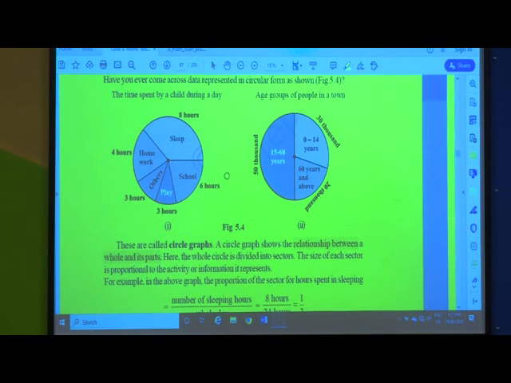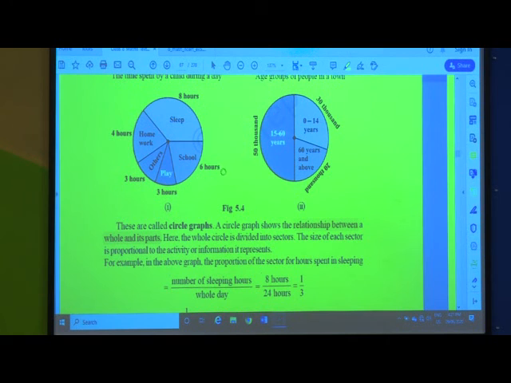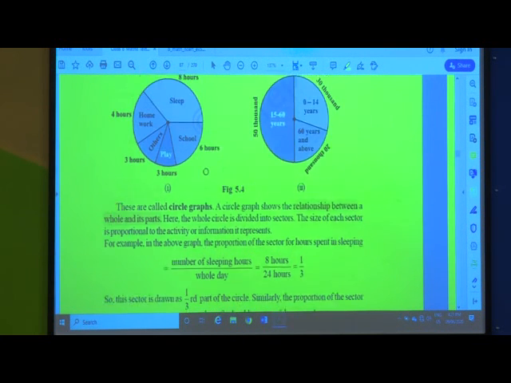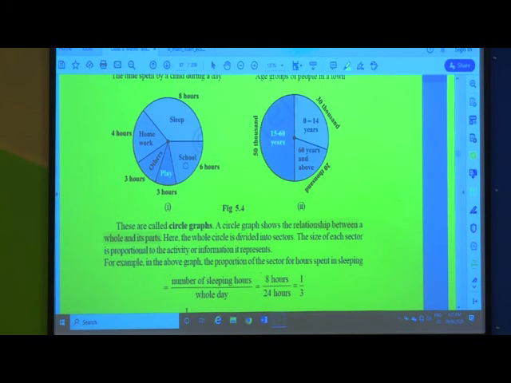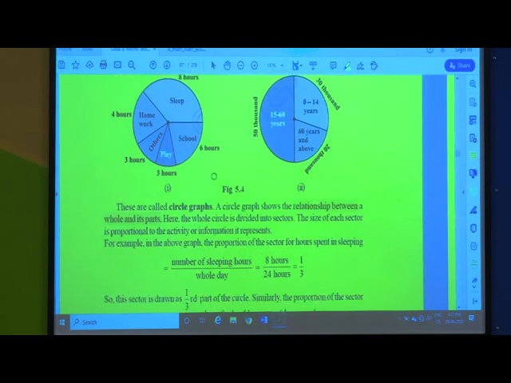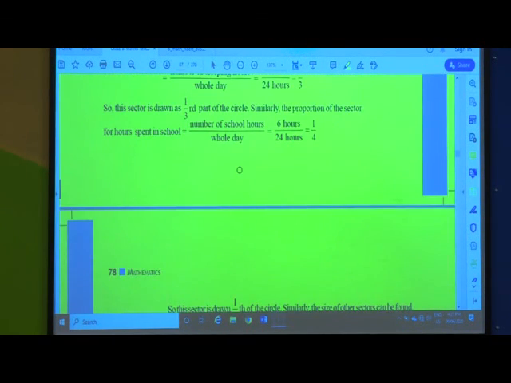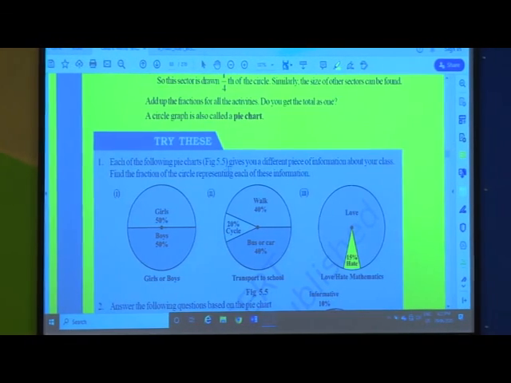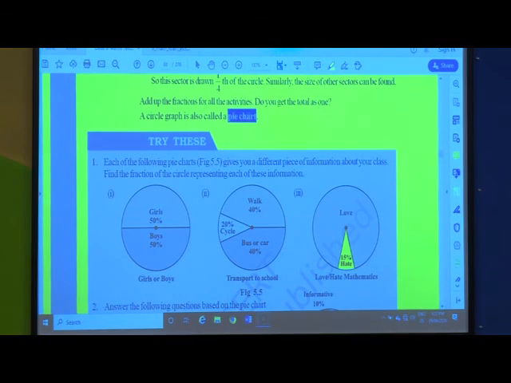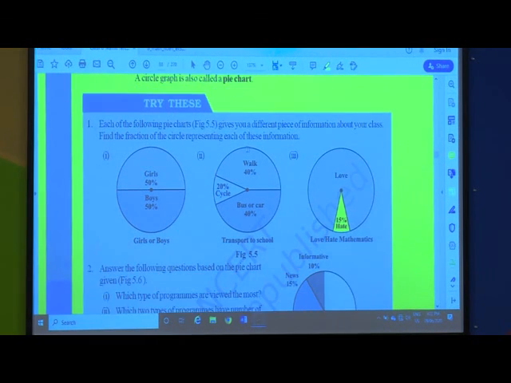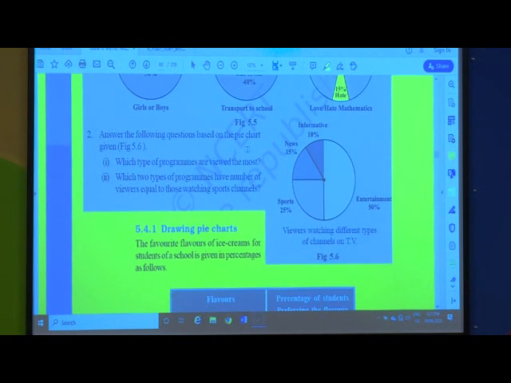Also we had studied what relationship is there between the whole circle and its parts, that is the circle graph. And we had also seen how it is divided. It is not random, but it is in proportion. Now it is also known as pie chart. We should not forget, circle graph is also known as pie chart.